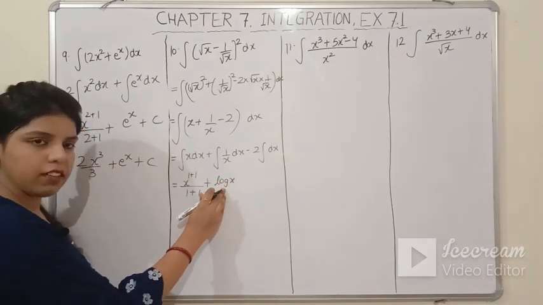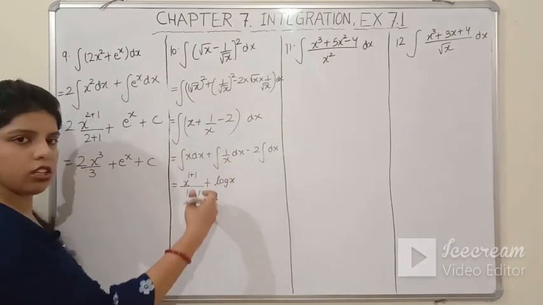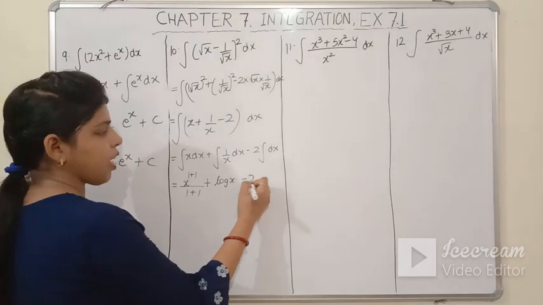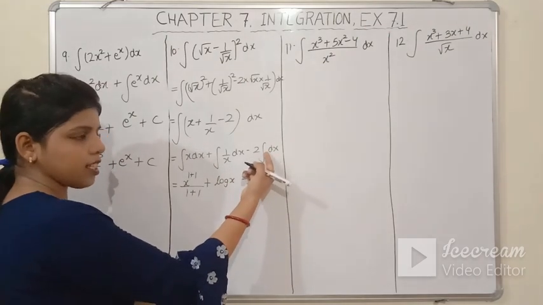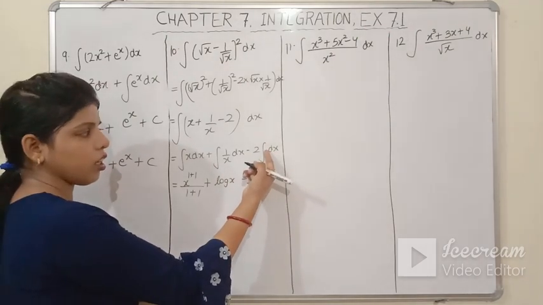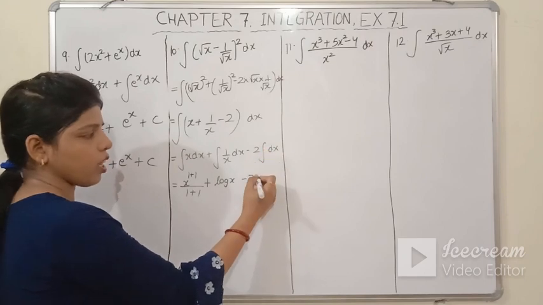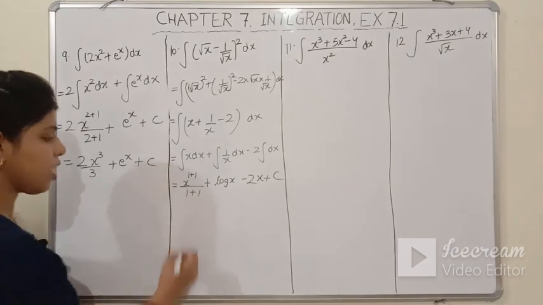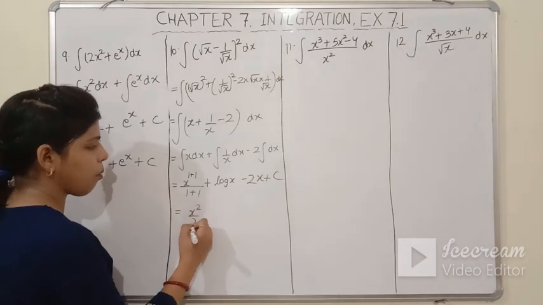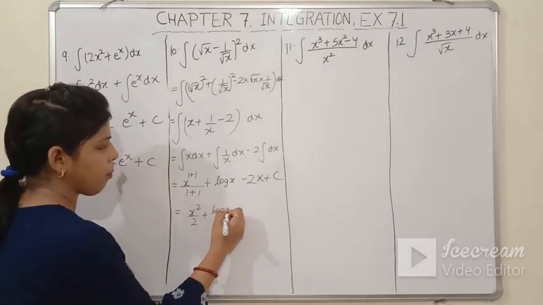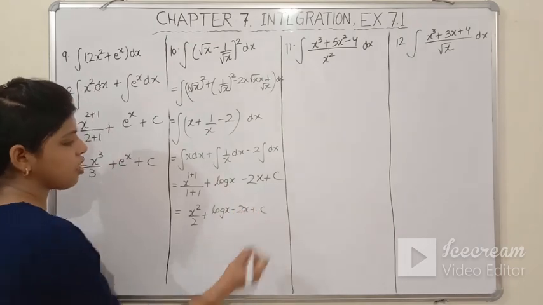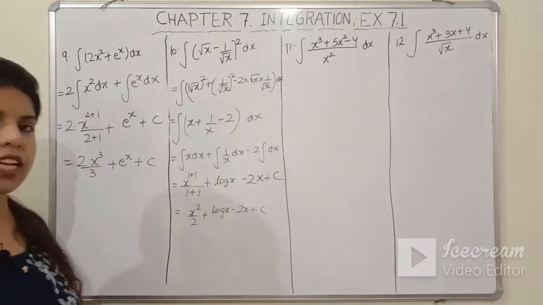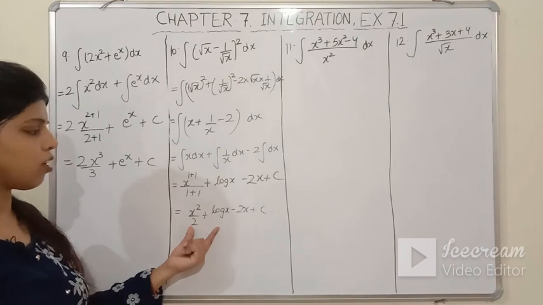Because the derivative of log x is 1 by x, so integration of 1 by x is log x. And the integration of 1, as here nothing is left over, so we can consider here 1. The integration of 1 with respect to x is x, plus as usual the constant of integration, that is c. So the final answer is x square upon 2 plus log x minus 2x plus c.